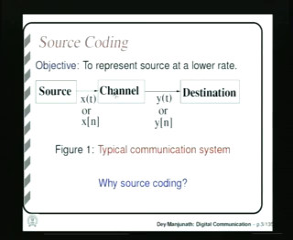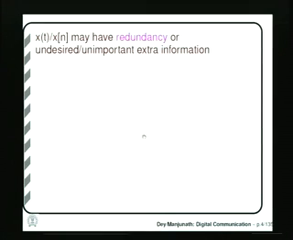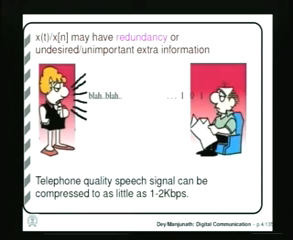And so, why do we need source coding? Because the signal source generates may have redundancy or undesired or unimportant extra information that the destination does not require. For example, telephone quality speech can be compressed without compromising much on quality to as little as 1 to 2 kbps data rate. So, even if we do not consider all the nonsense we talk, there is a lot of redundancy in the representation of the signal itself.